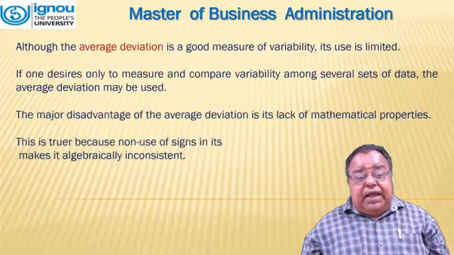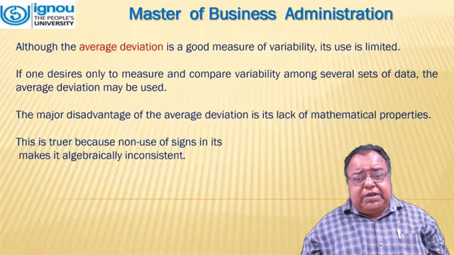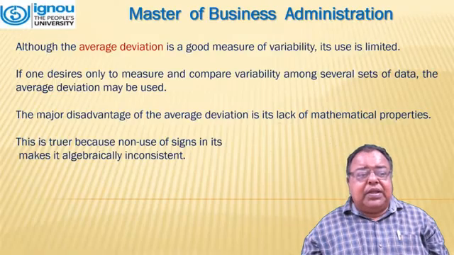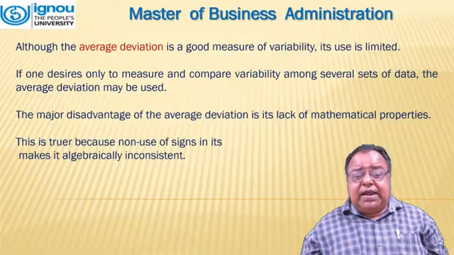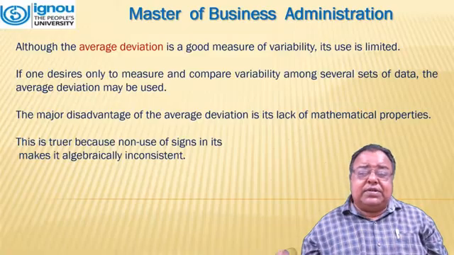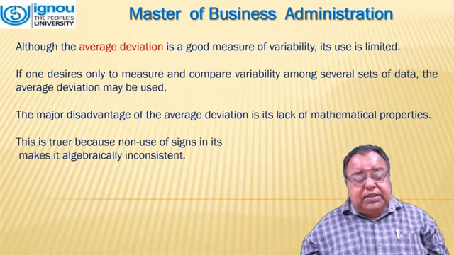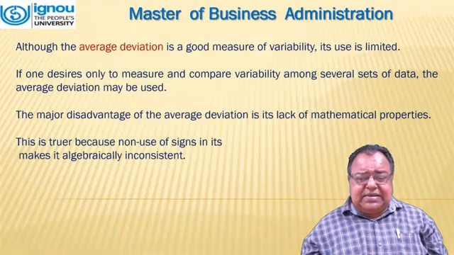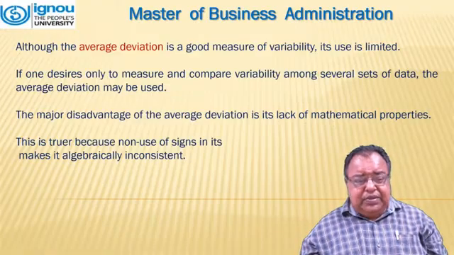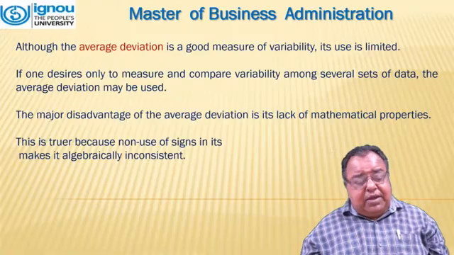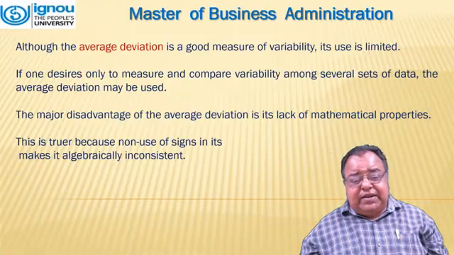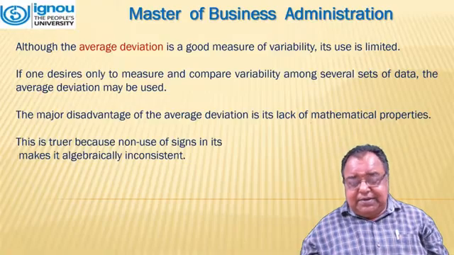Although the average deviation is a good measure of variability, its use is limited. If one desires only to measure and compare variability among several sets of data, the average deviation will be used. The major disadvantage of average deviation is that it lacks mathematical properties. It is true because non-use of sign in it makes it algebraically inconsistent.